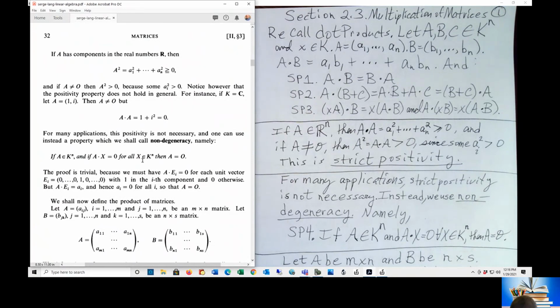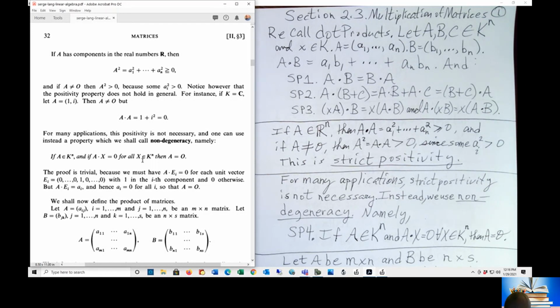particular for Rn, the real numbers, okay, if A is in Rn, then A dot A is non-negative, okay? And if A is not the zero vector, then A dot A, which is A squared, is strictly positive because one of the AI squares would have to be strictly positive.